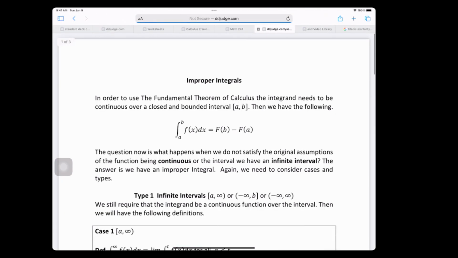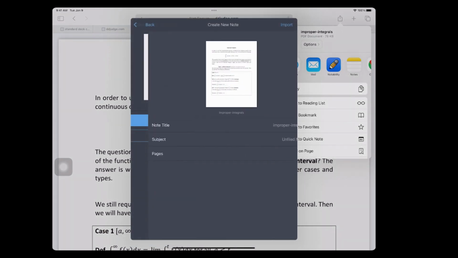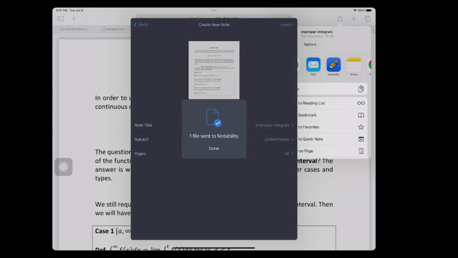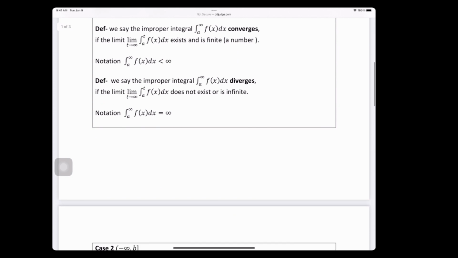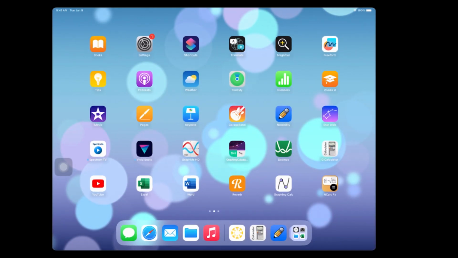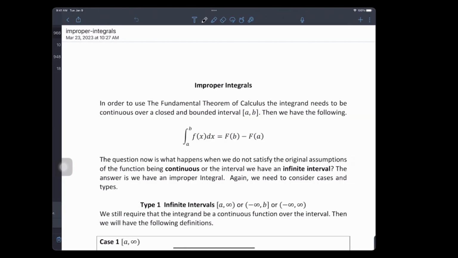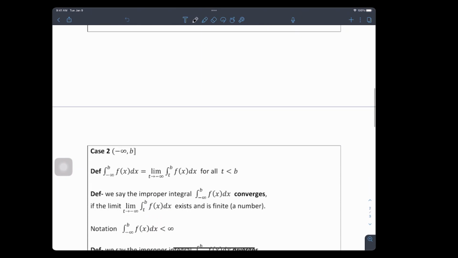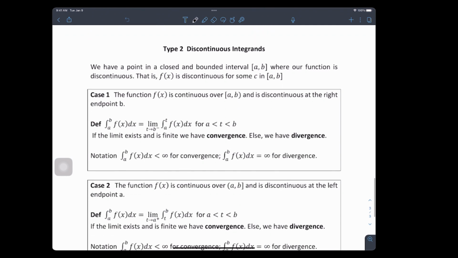So we're working on improper integrals. I'm going to bring this in Notability, though. So we're going to work with improper integrals again, but we're going to work with the discontinuity.